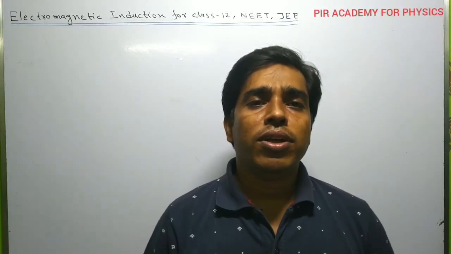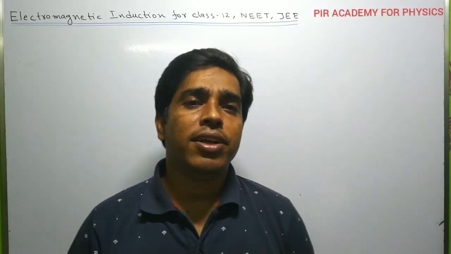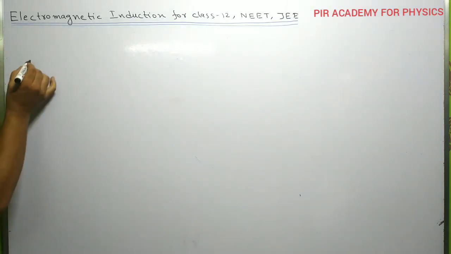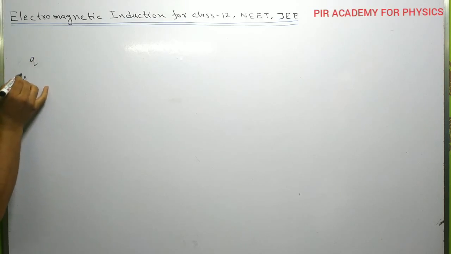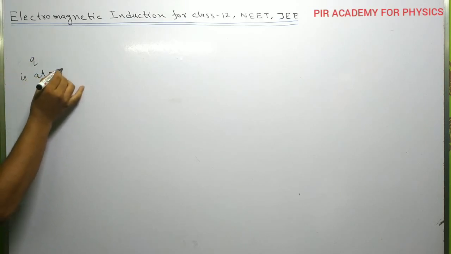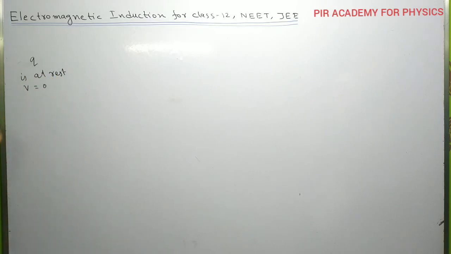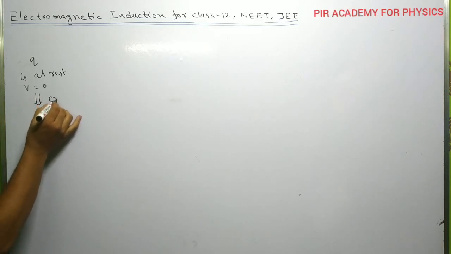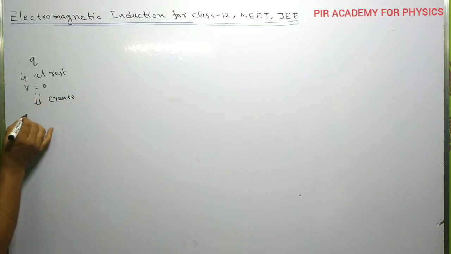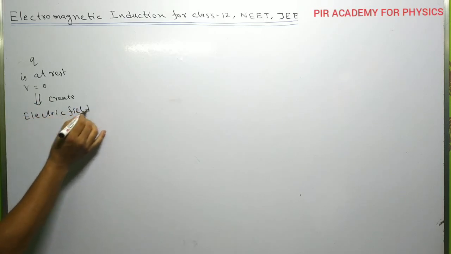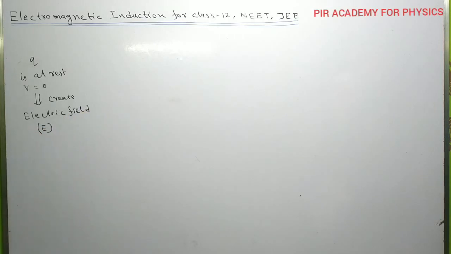Hello students, today we will discuss electromagnetic induction. All of you know that if a charge Q is at rest, that means the velocity of this charge is 0, then this charge creates an electric field, that means E.